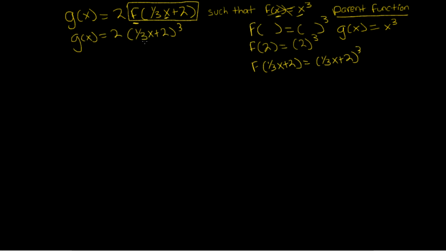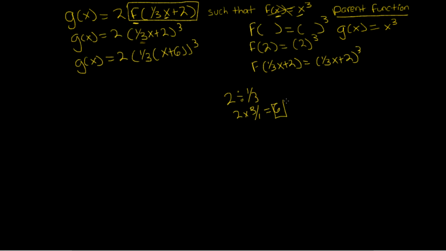Now we can isolate this term here. We can factor it out to make it simpler for us to graph. g of x is equal to 2 times (1/3 (x + 6)) cubed, plus 0 at the end. You don't have to write that down. Why does a 2 become 6? Because you're factoring out the 1/3, which is 2 divided by 1/3, which is the exact same thing as 2 multiplied by 3 over 1, which is equal to 6.